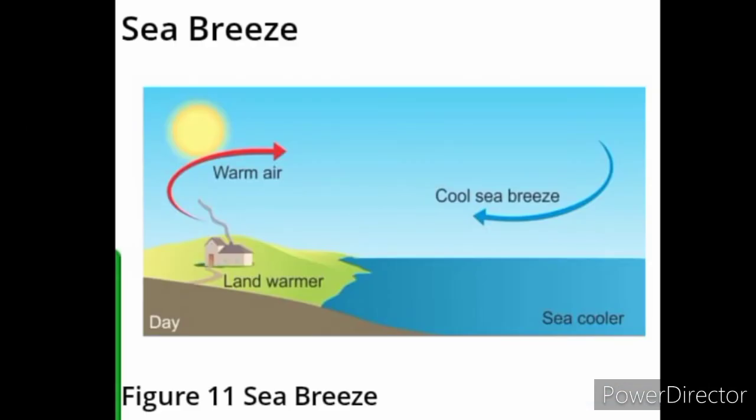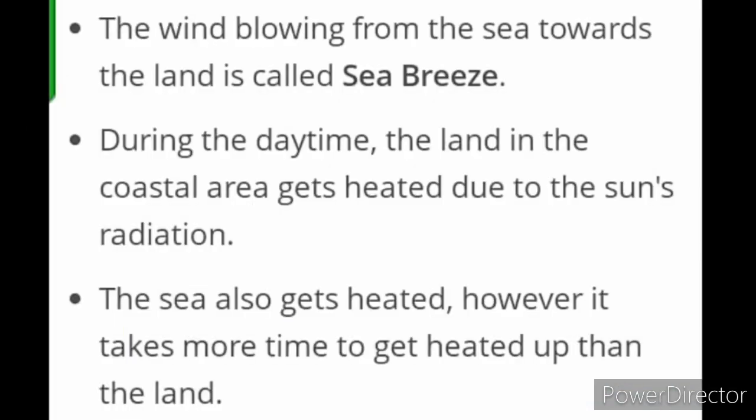Now next is sea breeze. This is a picture of sea breeze. The wind blowing from the sea towards the land is called sea breeze. During the daytime, the land in the coastal area gets heated due to the sun's radiation. The sea also gets heated.